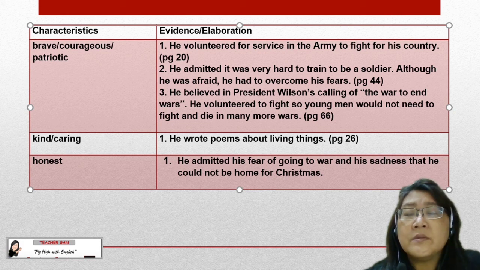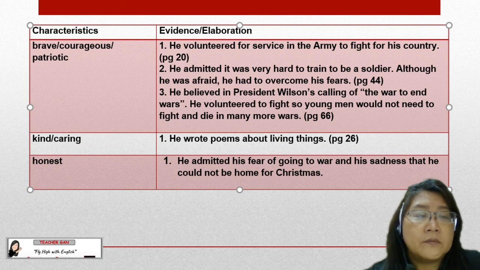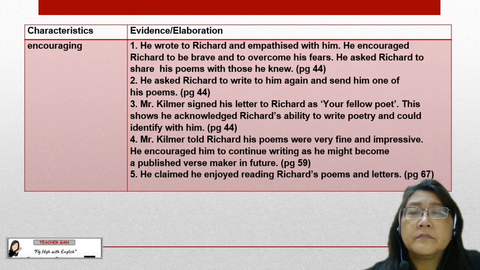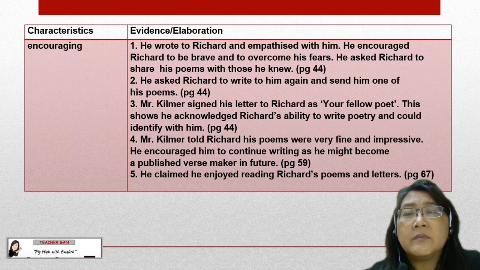He was also caring or kind. He wrote poems about living things. And he was honest. He admitted his fear of going to war and his sadness that he could not be home for Christmas. Mr. Kilmer was also encouraging. There is much evidence for this. Number 1, he wrote to Richard and empathized with him. He encouraged Richard to be brave and to overcome his fears.